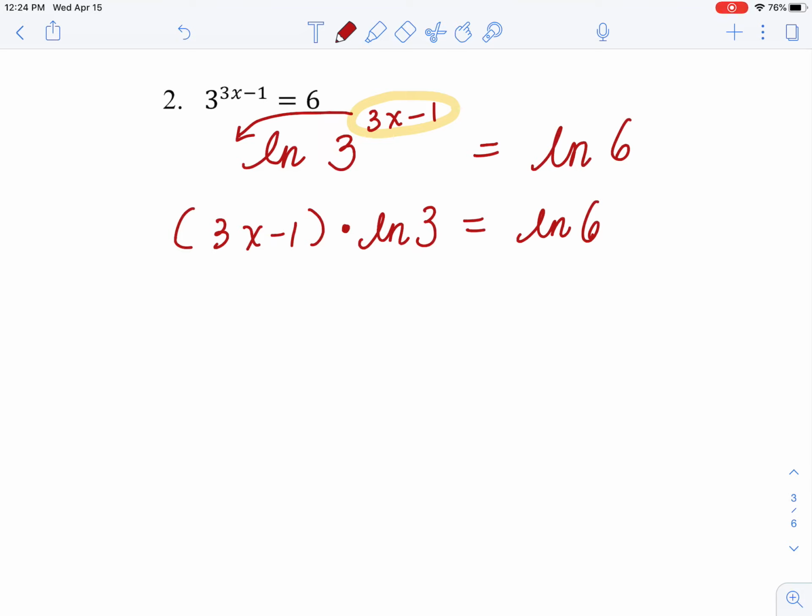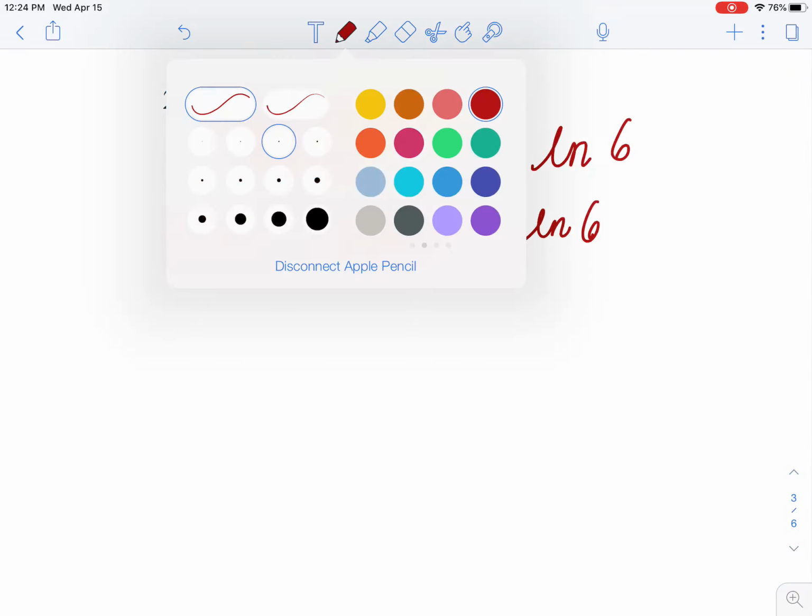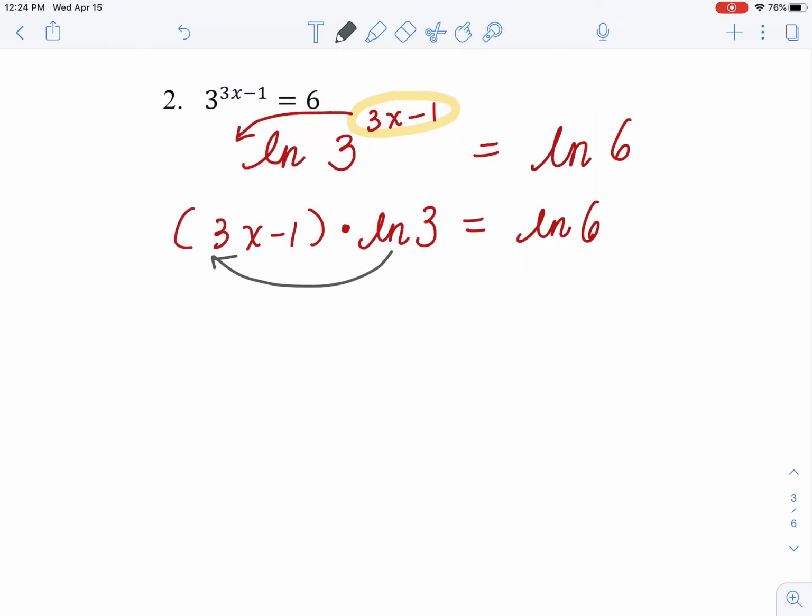Now, it's up to you. You can distribute both sides if you want. Or we can just solve it by subtracting natural log of 3 on both sides. I think a lot of people like the distributive property. So why not? Why don't we distribute this natural log of 3? Okay, we can. But we can divide both sides by natural log of 3 if that's what you want. I kind of want to do that. You know why? Let's do that. Sorry, I changed my mind, but I think we're going to see something cool here.